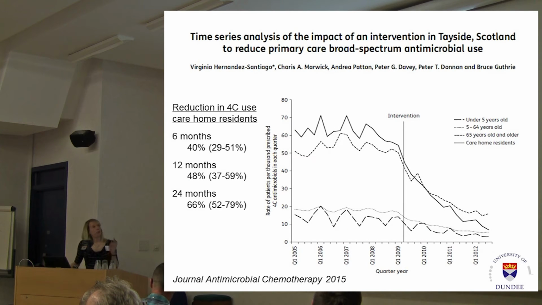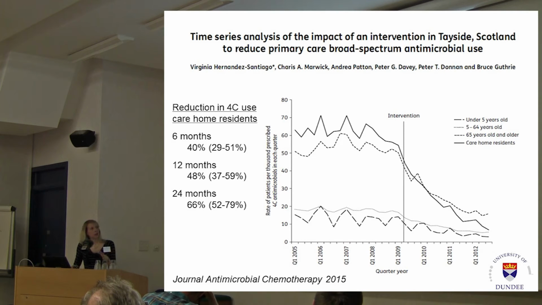So this is now looking at 4Cs only, so we don't have all antibiotic prescribing on this graph. And this is among different risk groups. So the two top lines are the over 65s and people who live in care homes. So those are the highest risk group for getting C. diff. And they're the highest users of antibiotics at baseline.